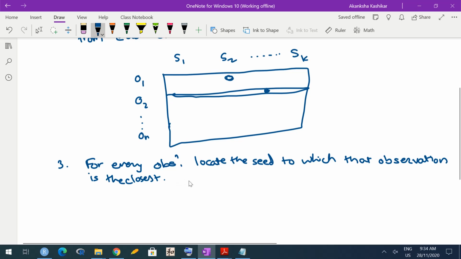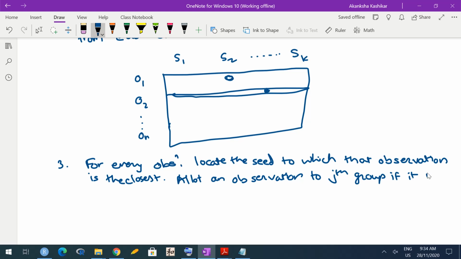Locate the seed to which that observation is closest and allot the observation to the jth group if it is closest to the jth seed. Group means cluster. Then you do this for every observation. So at the end, you will have k different groups, because there are k seeds.